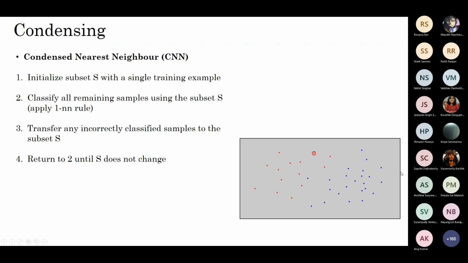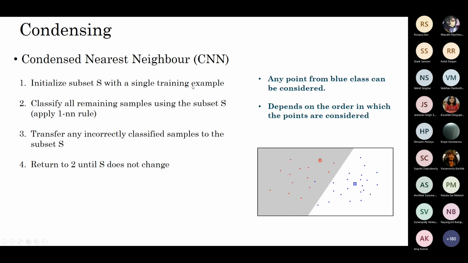Now, based on the set S, you are saying the label of this green point, where the mouse pointer is, is red. This is a misclassification, because in the original data it is from a different class. So you have to include it into your set S. In the next step the point could be this one or this one. Any of these points could have happened, but I am choosing this point in some order, so I have included this one. Make sense?